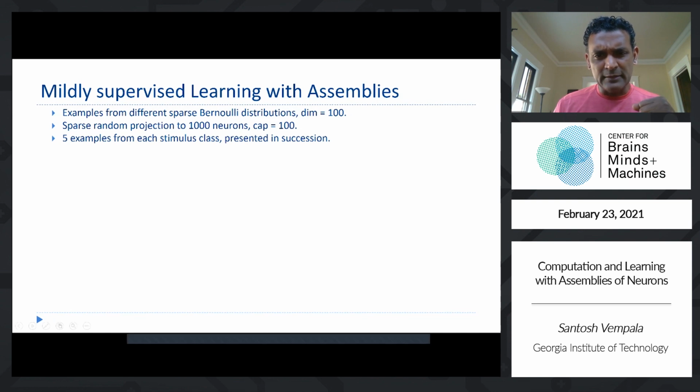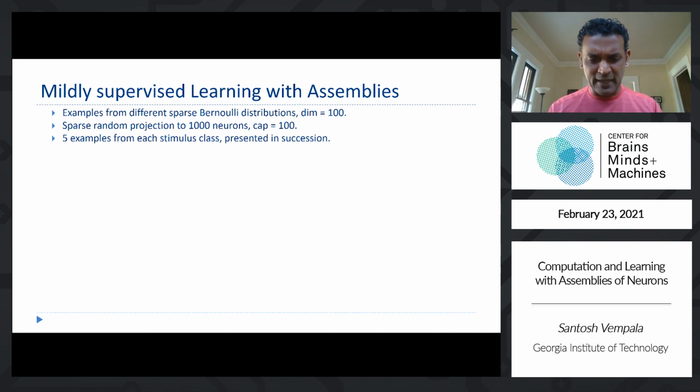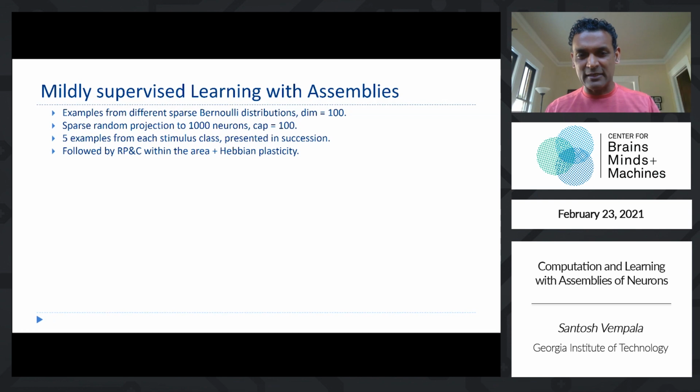Now, the way we'll run the model is that there's this big graph. This input comes on and it projects to the big area. One example, okay, done. Plasticity happens. Next example from the same class, plasticity happens. And just 5 examples. So 5 examples come in from one Bernoulli distribution, and plasticity happens. Next, you get 5 examples from the next distribution, the next cluster, and plasticity happens. Okay. So as usual, everything operates as it should, which means that you do the random projection and top k and plasticity. That's all. No special algorithm.